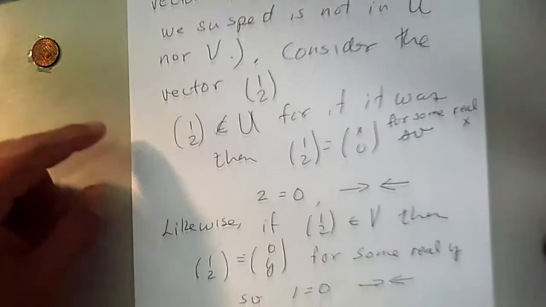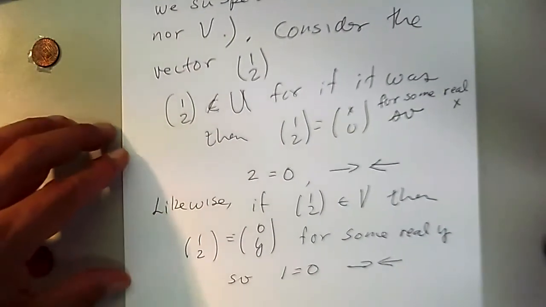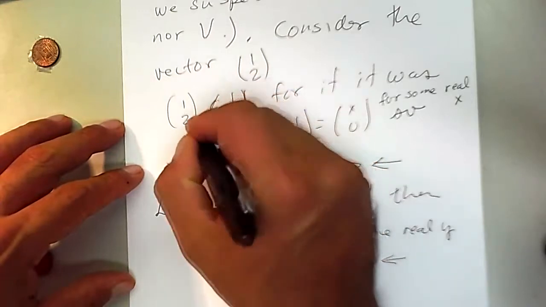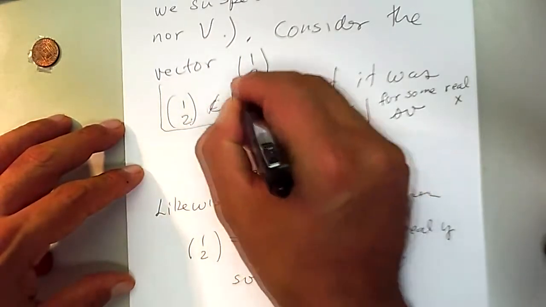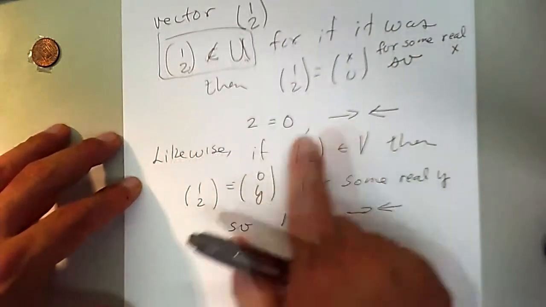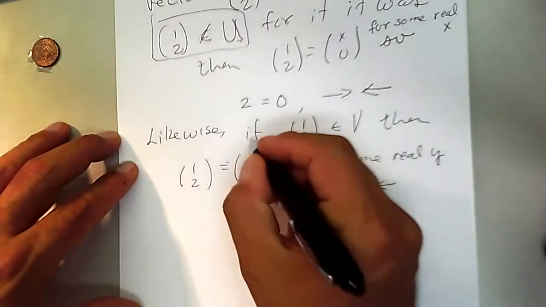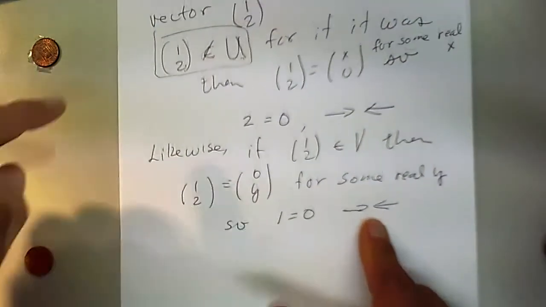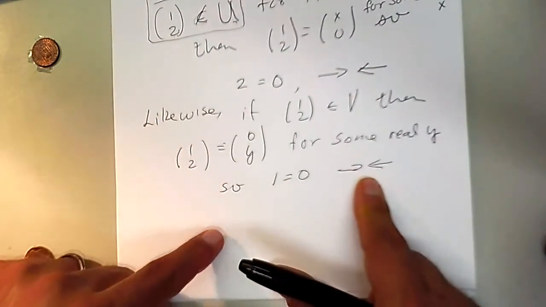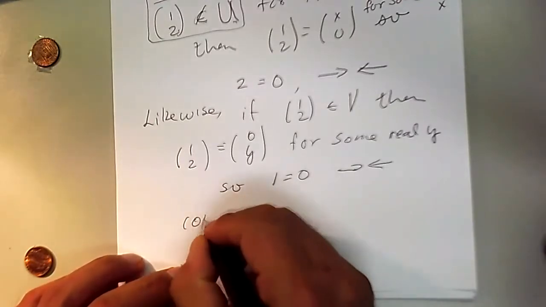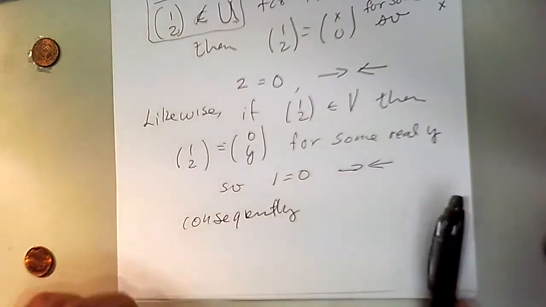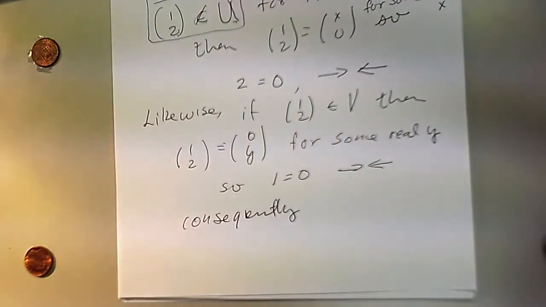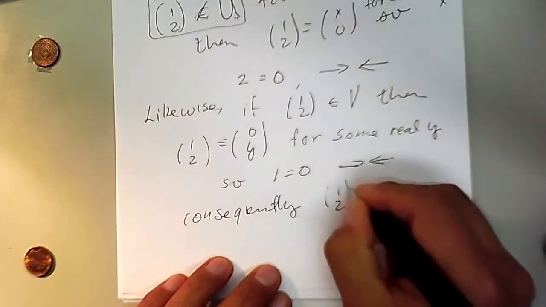Now we have to learn how to write proofs, arguments. The statement we're making is this: this vector is not in U. Why not? Because if it was, we come up with a contradiction. Here I'm stating that if this element is in V, then we end up with a contradiction, but I haven't written a conclusion yet. Before, the conclusion was written early. Now I'm going to write the conclusion last. Consequently, (1, 2) is not in V.